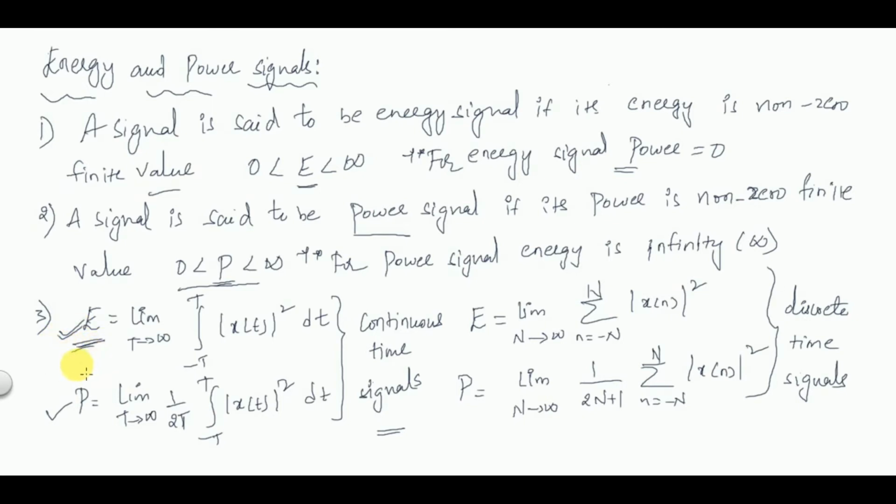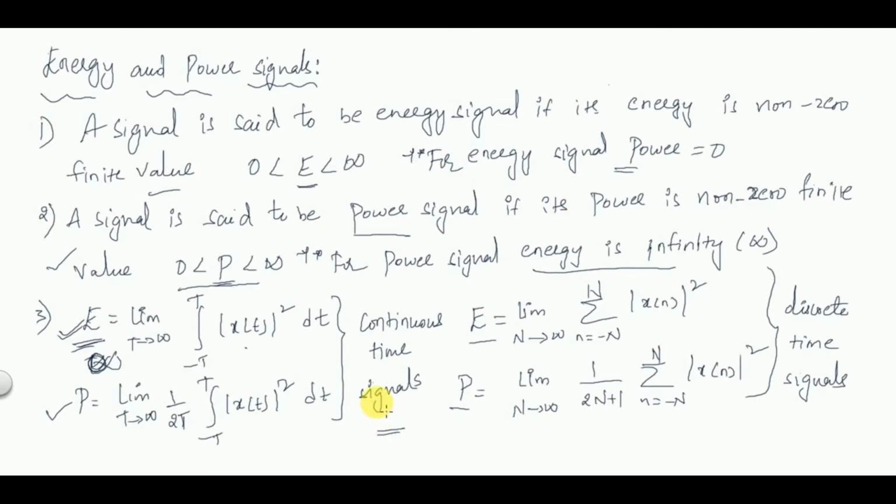Suppose you are finding the energy for the given signal and you have got a non-zero finite value, then we can say that it is an energy signal. And if you have got the energy value as infinity, then it is called a power signal. Okay, so by using any one of the equations, either the energy equation or the power equation, we can find whether the given signal is an energy or power signal.